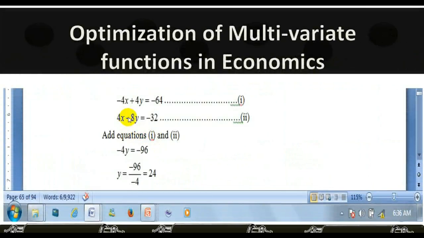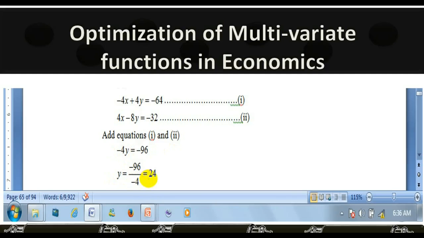Minus 4x plus 4y equals minus 64, equation 1. 4x minus 8y equals minus 32 as equation 2. Add equations 1 and 2. Minus 4y equals minus 96. y equals minus 96 divided by minus 4, which equals 24.